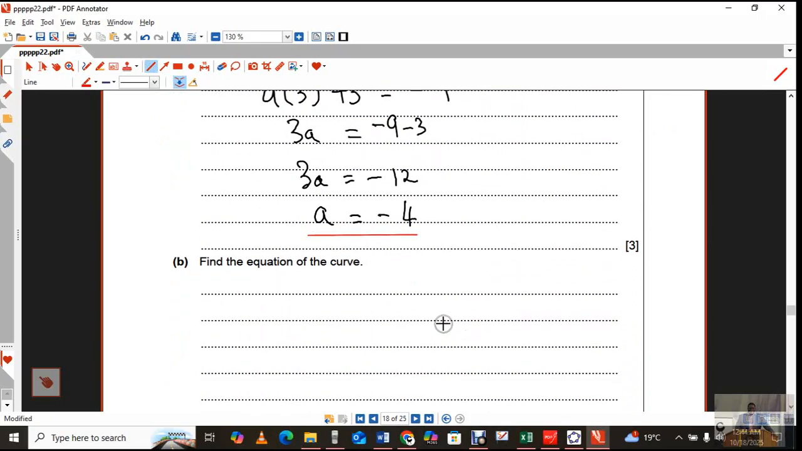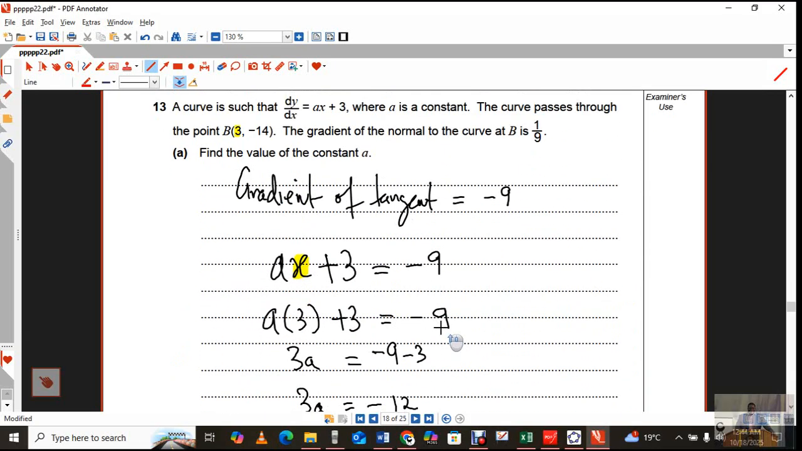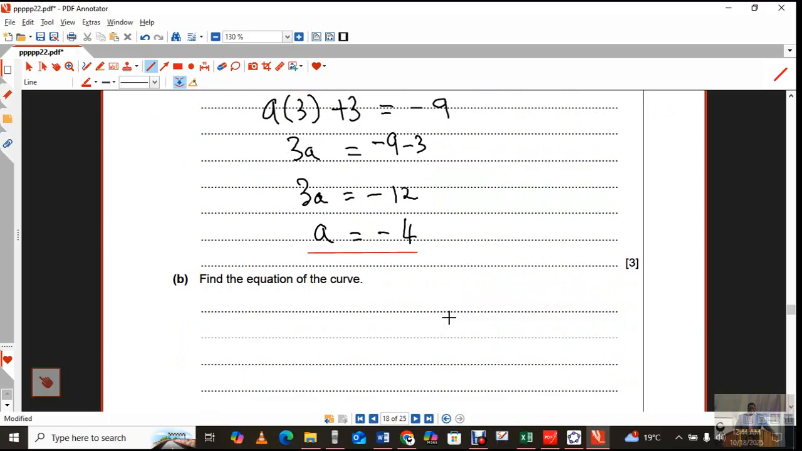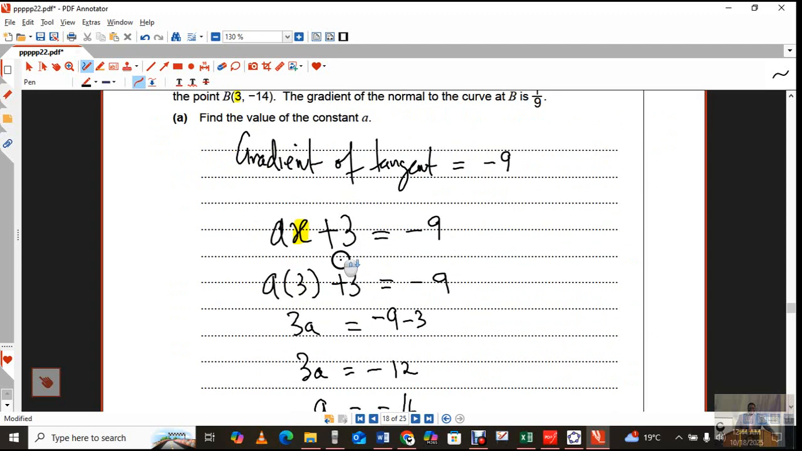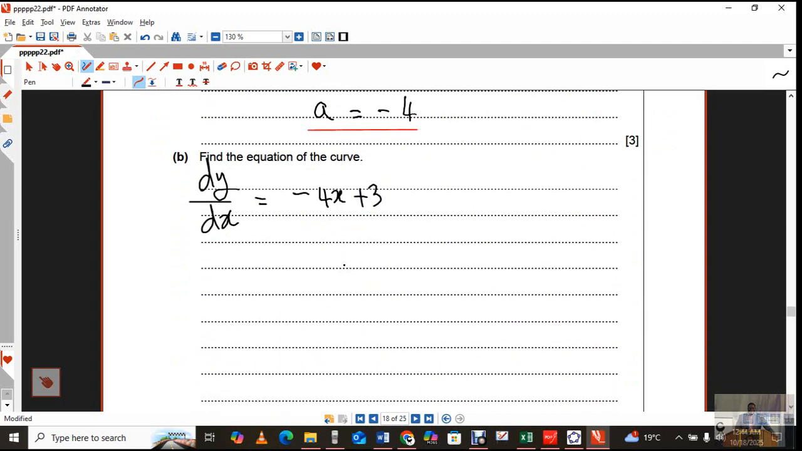They are saying you must find the equation of the curve. What is the curve now? What is the derivative of the curve? dy/dx now is equal to, we know what a is, so it's negative 4x plus 3. That is the derivative. Now, how do you find the equation of the curve? You have to do the antiderivative. So to find the equation of the curve, you have to integrate negative 4x plus 3 with respect to x.